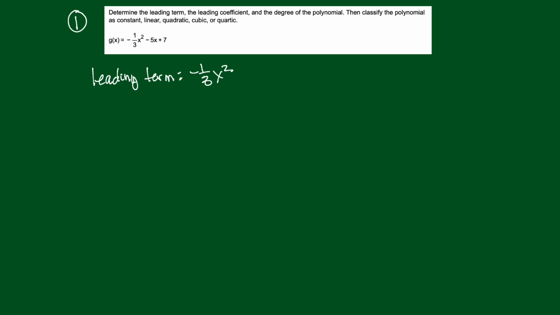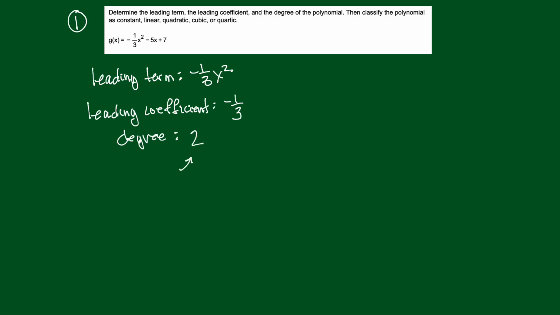Then, after the leading term, we want the leading coefficient. Well, that's just the coefficient of the leading term. And that coefficient is negative 1/3. And then we want the degree of this polynomial. Now, the degree of the polynomial is going to be the highest exponent that we see. Here's a 2, a 1, and a none. There's a 0 here. So the degree of this polynomial is 2.